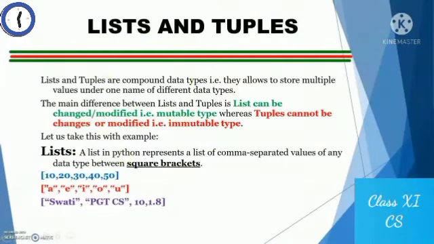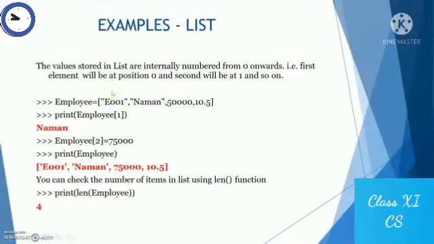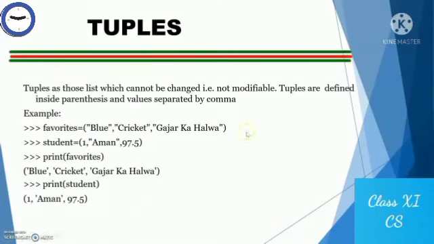List. A list in Python represents a list of comma separated values of any data type between square brackets. You can see in square brackets 10, 20, 30, 40, 50. It's an example of a list. Another example is A, E, I, O within square brackets, each separated by double quotes and comma. And you can see Swati, PGTCS, 10, 1.8. It is also a variety of values enclosed in square brackets. These are all examples of list. The values stored in a list are internally numbered from 0 onwards. That is, the first element will be at position 0 and the second will be at 1 and so on. The length function will return the length.